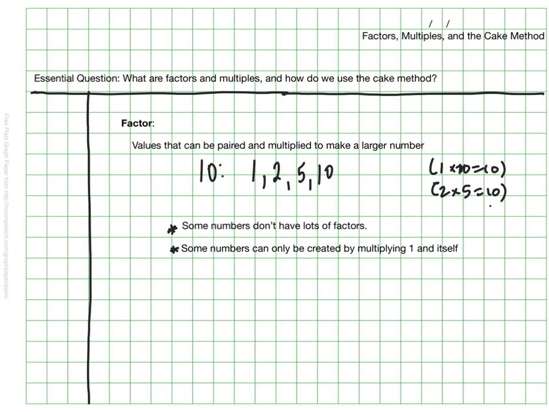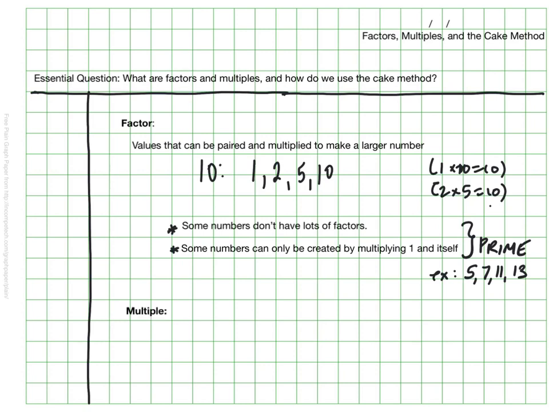And while most numbers have factors, some numbers don't have very many. Some only have a factor of 1 and itself, and we call these numbers prime. You might have a list of prime numbers in your spiral if you got it from school. Examples of prime numbers might be 5, 7, 11, 13. There's a whole bunch of them, numbers that you can't find more factors for than just 1 and itself.